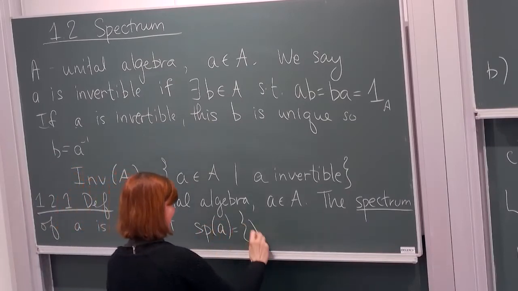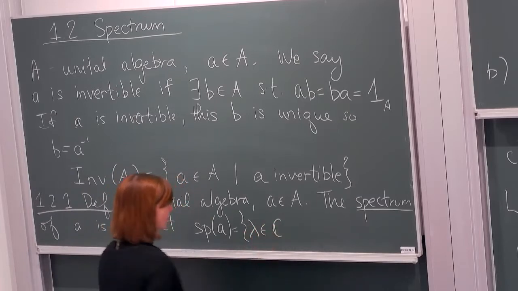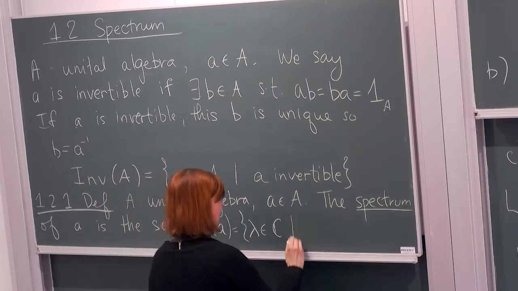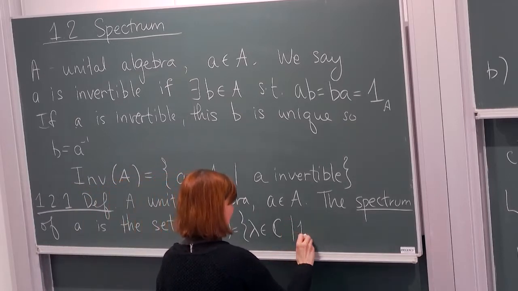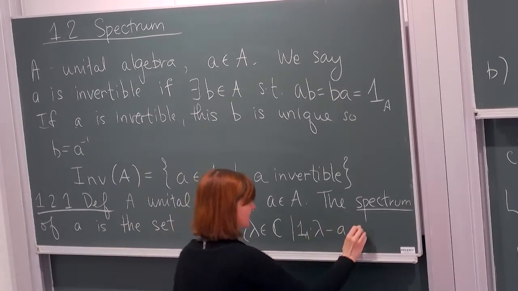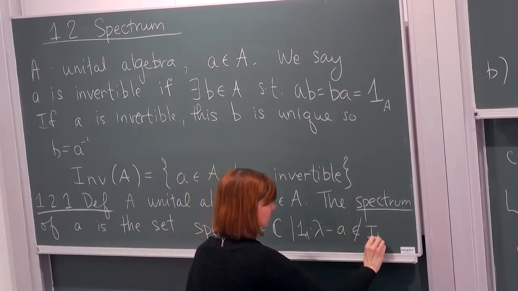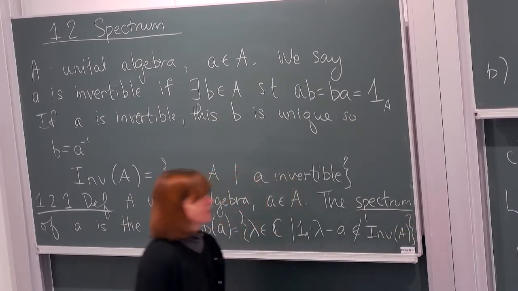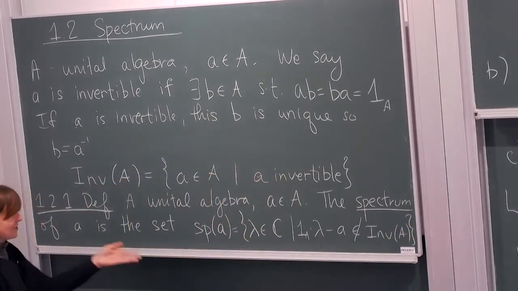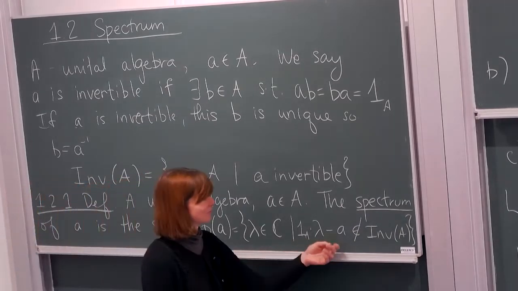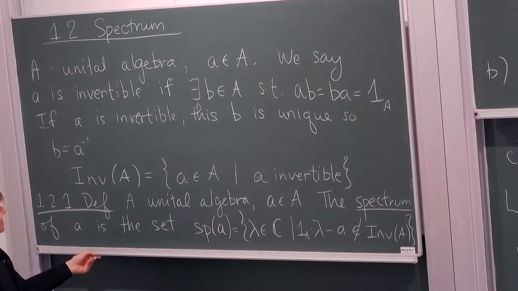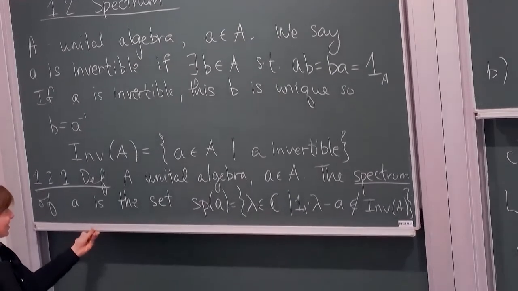Do I have enough space here? So it's going to be all those elements lambda in C such that lambda times 1_A minus A is not invertible. You'll undoubtedly have seen such definitions before, for example, in linear algebra. And this is really just a generalization.